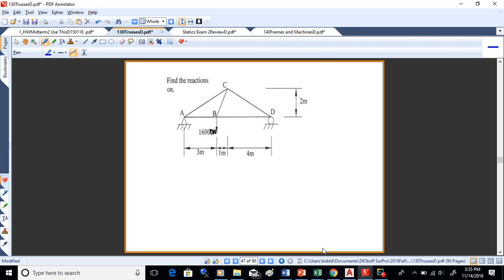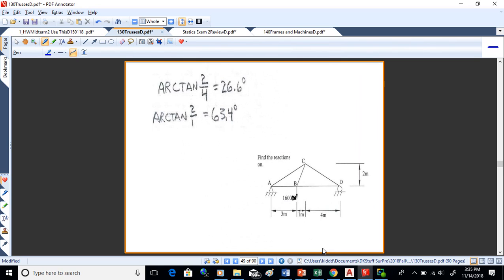All right, so hopefully you found the reactions and the forces, and the angles then. So let's have a look. There we go. So there are the angles. So we've got AC and DC have a rise of 2 and a run of 4. So arctan of 2 over 4 is 26.6 degrees. Then BC has a rise of 2 and a run of 1. So that'll get you 63.4 degrees.